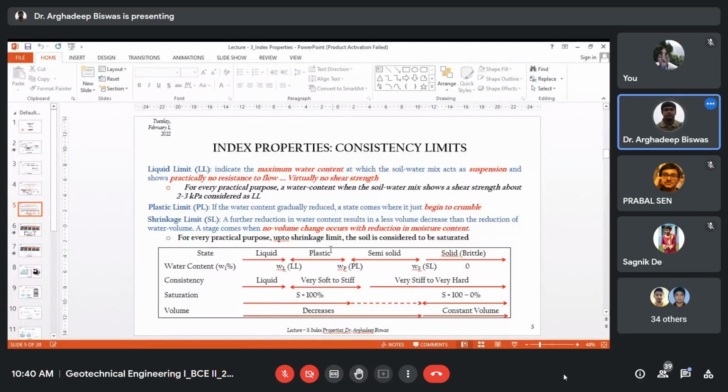Now there is a plastic zone in the soil, and you have some limiting water content beyond which it is semi-solid. In this plastic zone, the consistency will be from very soft to stiff. At the plastic limit, the soil can behave as stiff soil. Still, the soil remains saturated and the volume is decreasing, and the slope angle is 45 degrees. If you plot total volume versus extracted water volume, it will provide a linear relationship, a straight line at 45 degrees to the axes.